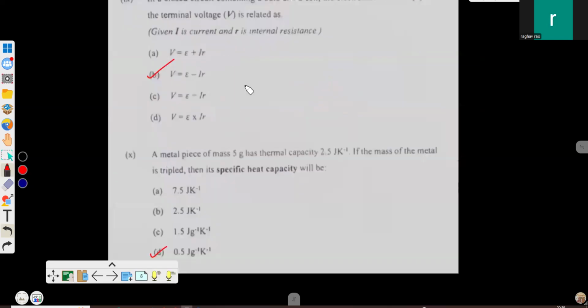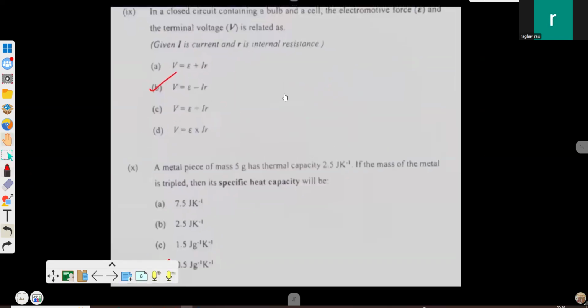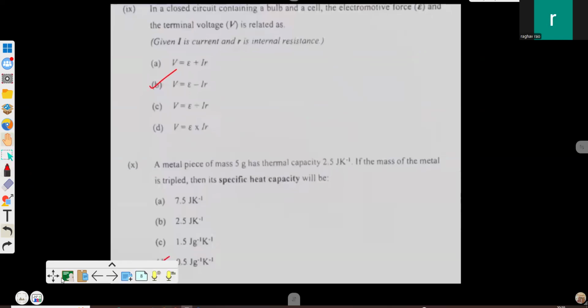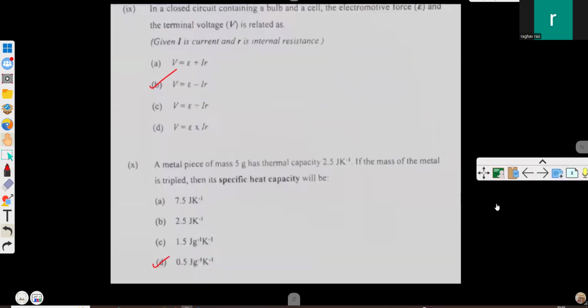Next, the question is, in a closed circuit containing a bulb, electromotive force and terminal voltage are related as V equals E minus IR. Okay, so this is a closed circuit. So potential EMF is equal to V plus I into R, or V equals E minus IR.